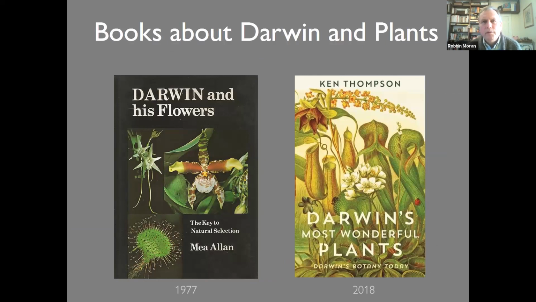If you want to read more about Darwin's work on plants, there are two very good books that are popular accounts for the public about him and his plant work. The first was published in 1977 by Mea Allan. It's called Darwin and His Flowers. And the second one came out in 2018, just recently, by Ken Thompson, who's a researcher at the University of Sheffield in England. Both are excellent accounts. I particularly like the more recent one. It has many updates about the plants and phenomena that Darwin studied. But both are excellent, and you can get them online. So if you want to read more about Darwin and plants, these are two books I would recommend.